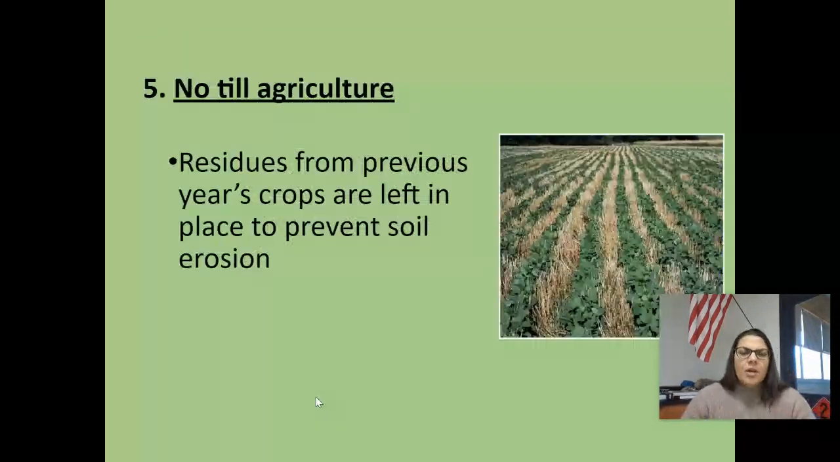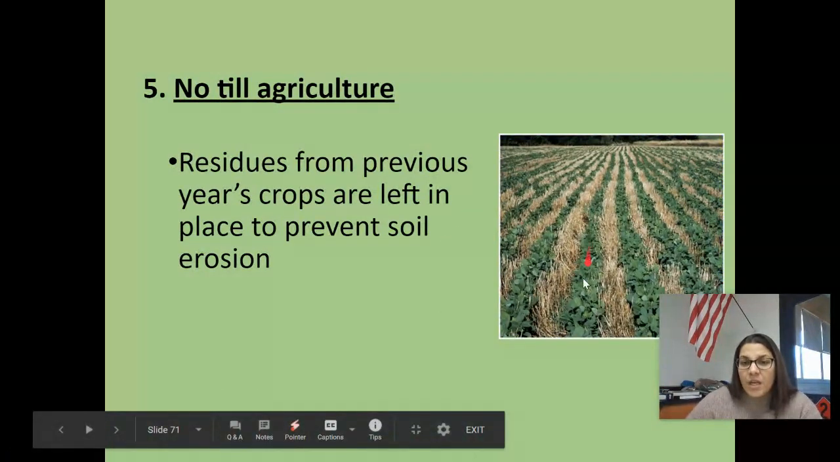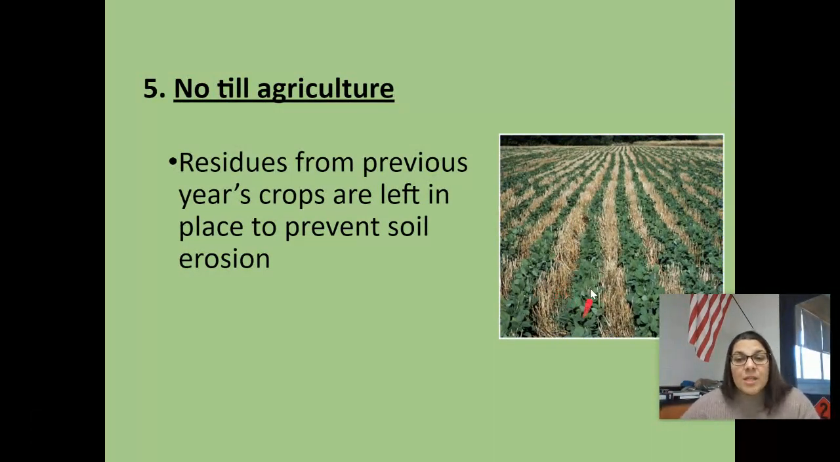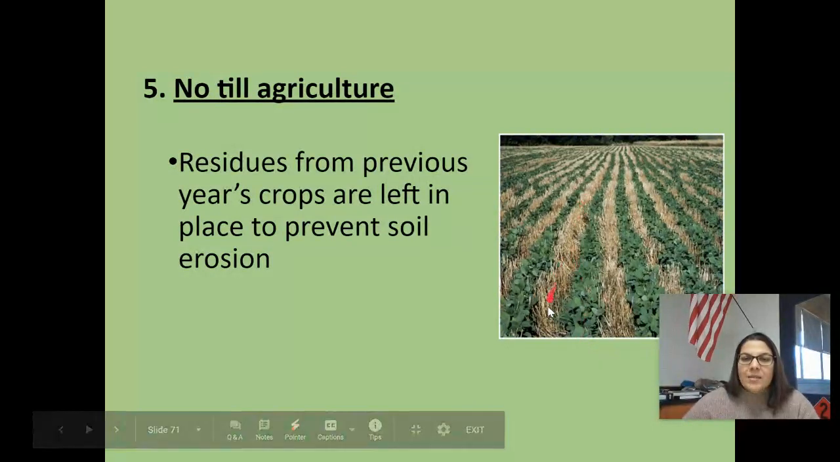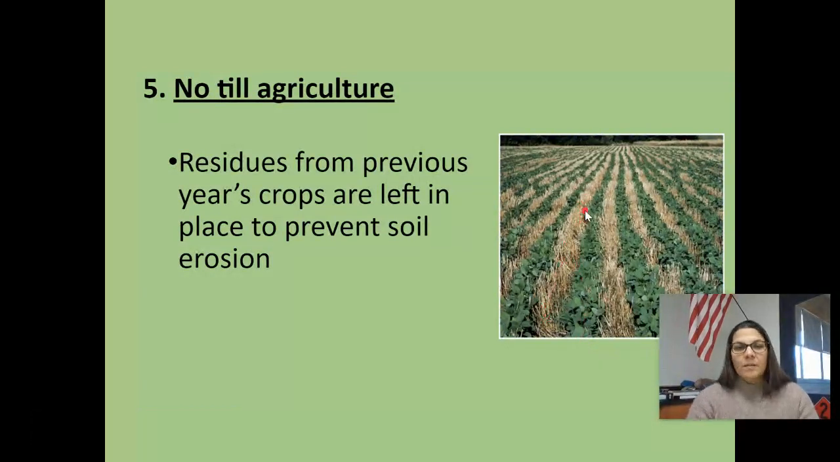No-till agriculture. So the residue from previous year's crops are left in place to prevent soil erosion. So if you see here, I don't know what crop this was that they planted, but they harvested it and they left it there. And then in between, they planted this crop. And then what's going to happen is that when they harvest this crop, they're going to cut it down. And by that point in time, this will be decomposed into the soil.